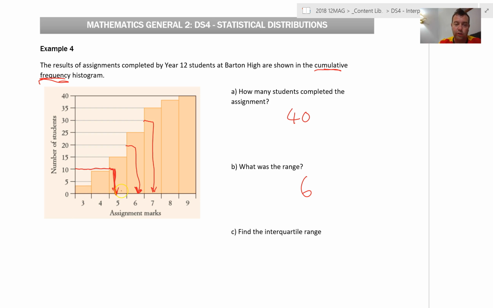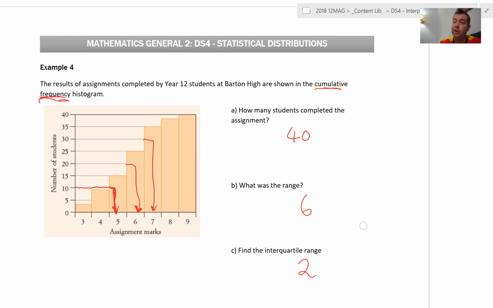So the first quarter of people, the lowest quarter, got marks of 3, 4, or 5. The next group above that got 5s and 6s. The next group above that got 6s and 7s. And the top performing quarter of students, the top 10 students, got marks of 7, 8, or 9. Interquartile range, 7 minus 5 is 2. Righto? Cumulative frequency histograms. Pretty useful for dealing with those sorts of things.